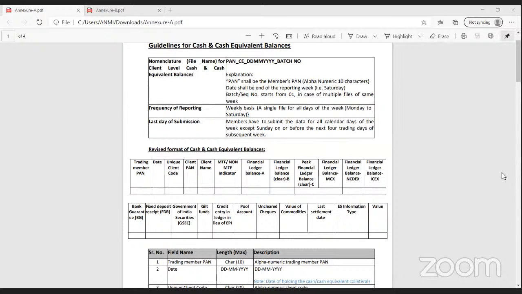Apart from that, other information we will manage out of clearing corporations and the bank balance reporting that the members are currently submitting. So this was about this cash and cash equivalent balances.